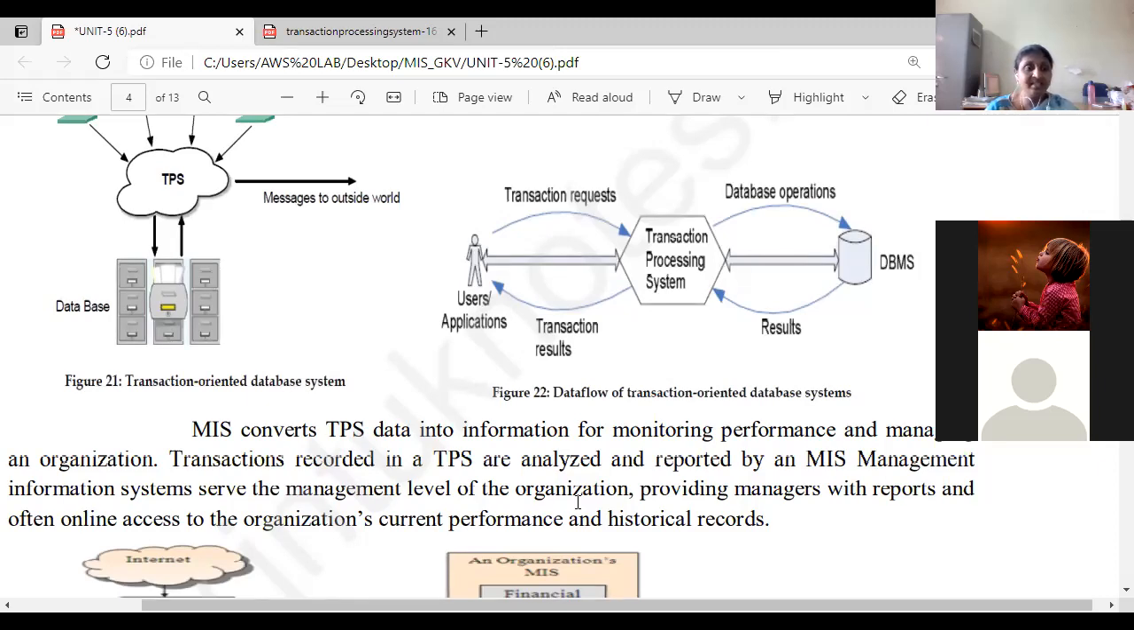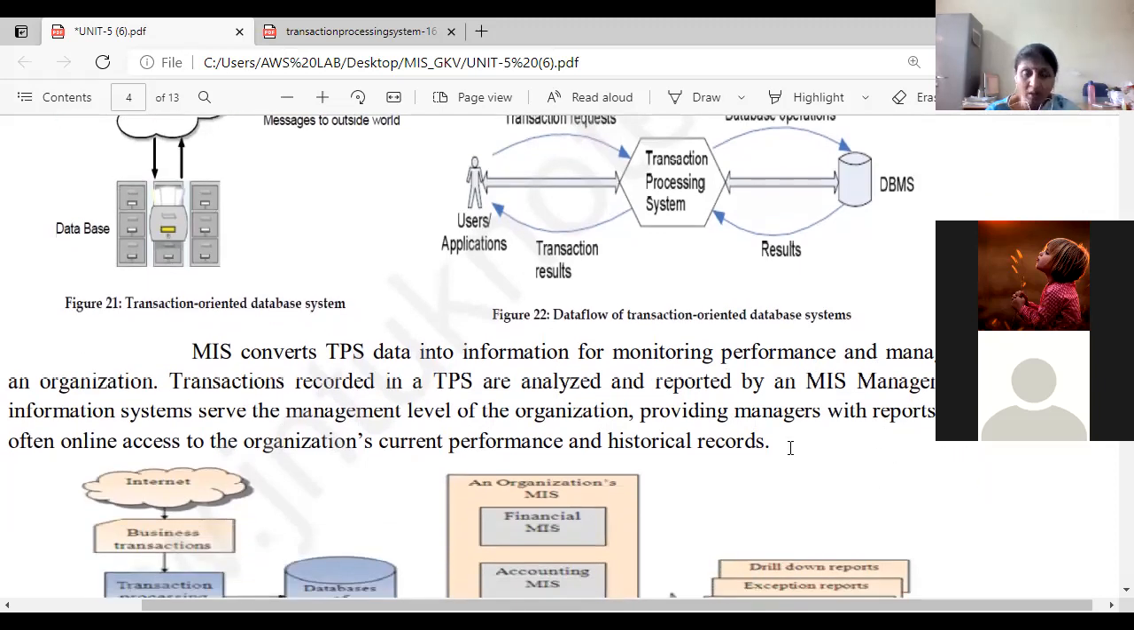That means we are sending these types of results to those decision makers. The transactions recorded in the TPS, we are analyzing, and we are presenting the results as reports through this MIS, the management information system. They serve the management level of the organization, providing managers with the reports they require.